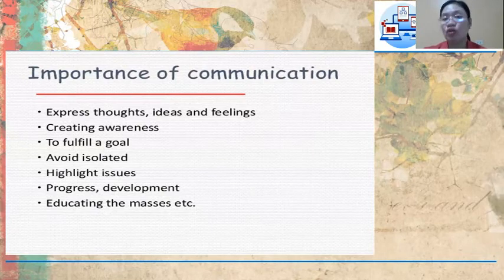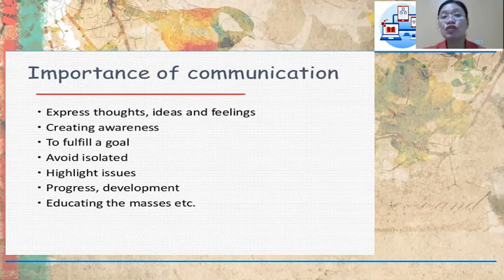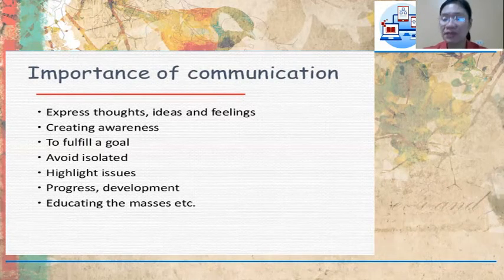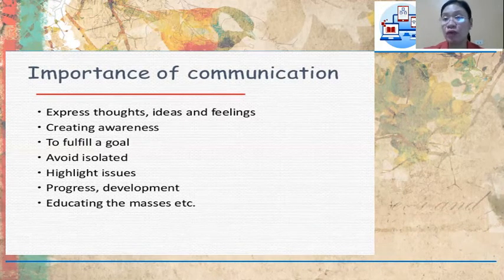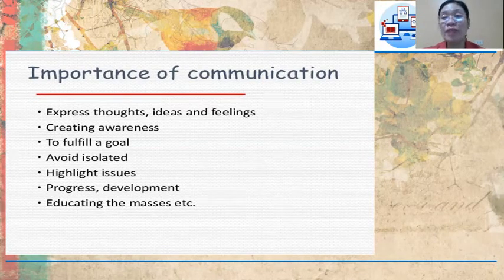Okay, now in communication, as I said a while ago, you can express thoughts, ideas, and feelings. It creates awareness of what is happening around us. Okay, so through communication, we can create awareness, and then we fulfill goals. So in our life, we set our goals and objectives. Okay, and then communication avoids isolation. As the saying goes, no man is an island. No man can live alone. So therefore, we people socialize by means of communicating with each other. Okay, and then it highlights issues. It connotes progress and development, and through communication we can educate.